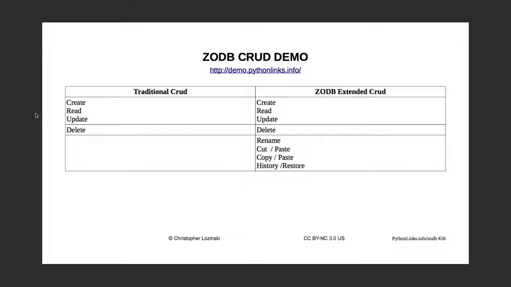But let's just start off with the CRUD, because that's the one that everybody knows, right? So the basic CRUD: create, read, update, delete. Delete's really simple. We're not going to pay much attention to that. Create, read, and update, they all take some meta information.